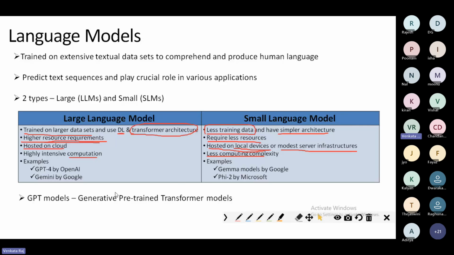Then we are hearing this term, right? GPT-4, GPT-3, GPT. What is GPT? GPT models we are hearing, right? That this particular tool is using this particular model of GPT. Now, what is GPT? GPT is generative pre-trained transformer models. Please remember this, guys.